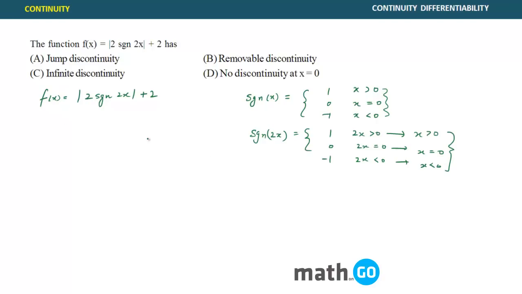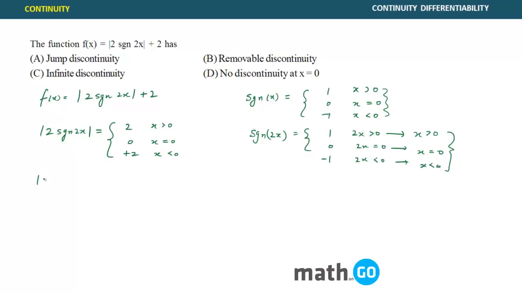Now let's say I complete this function. Modulus 2 times signum 2x will give me three answers. It will give me 2 when x is greater than 0, 0 when x is equal to 0, and minus 2 when x is less than 0. Wrong. Why? Because there is modulus here, so this will also give me 2. It will not return me a negative value.